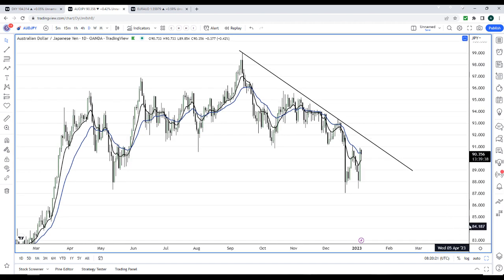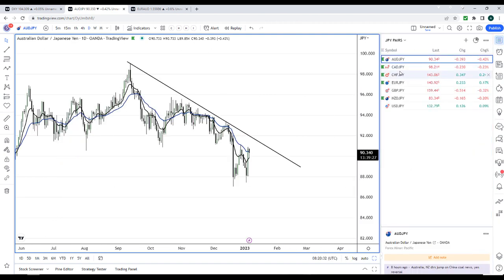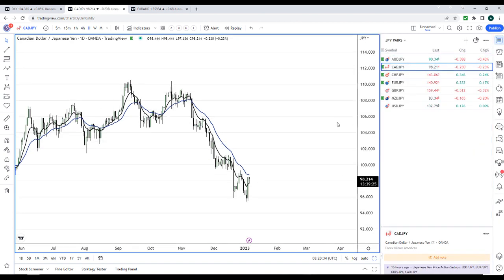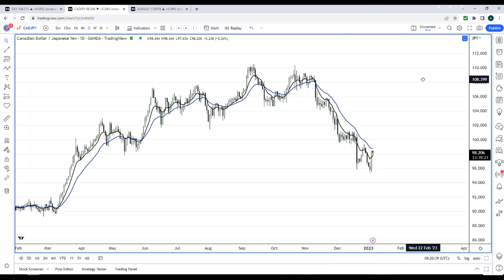Aussie yen, sort of similar in a way. We've got this 88 level here, look. So 88 level where we found support here. So you've got to be a little bit careful there, although the move is still bearish. CAD yen, again, bearish move. So yen strength basically throughout all of these yen pairs.